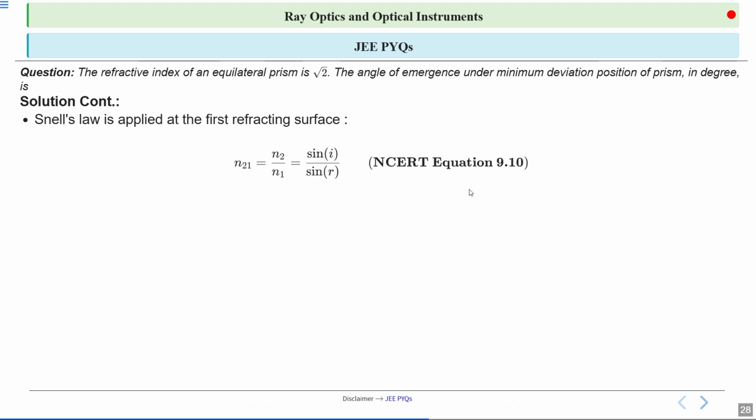So here is the equation from Snell's law: n21 equals n2 upon n1 equals sin I upon sin R. And this equation is NCERT question 9.10. So we rearrange Snell's law to n1 sin I equals n2 sin R. This form is useful for solving problems. We know the refractive indices, and need to find the angles. Remember, n1 and n2 are refractive indices of the surrounding medium and the prism, respectively.